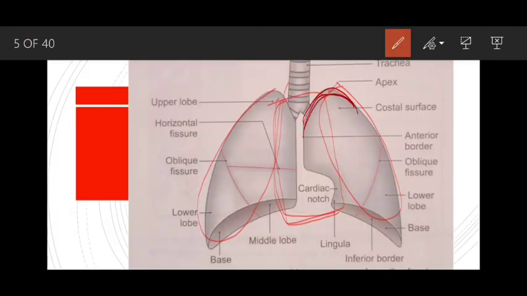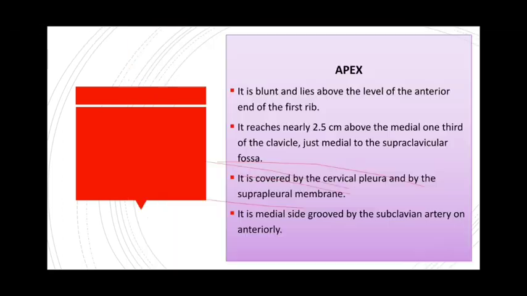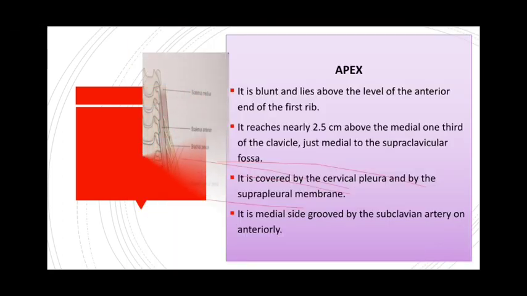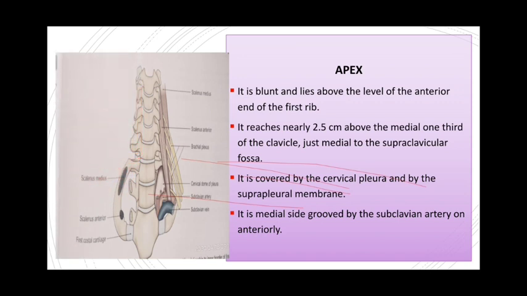Now this is the apex. The apex is blunt and lies above the level of the anterior end of the first rib. It reaches nearly 2.5 cm above the medial one-third of the clavicle, just medial to the supraclavicular fossa. It is covered by the cervical pleura and by the suprapleural membrane. On the medial side it is grooved by the subclavian artery anteriorly.